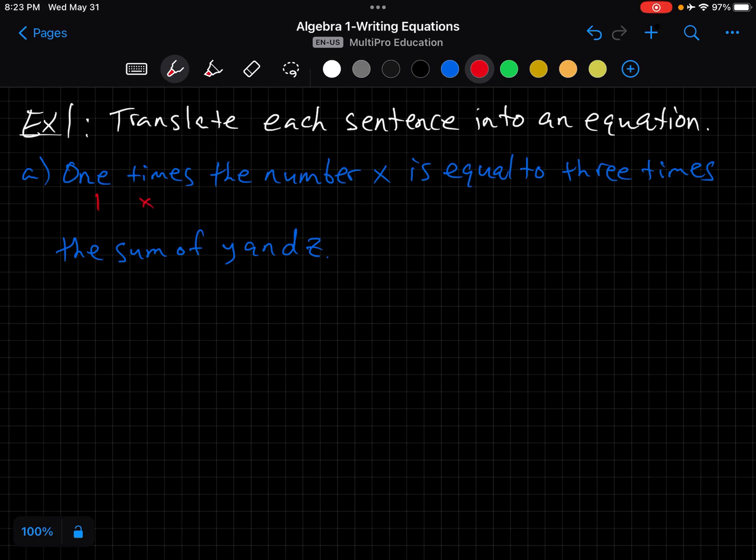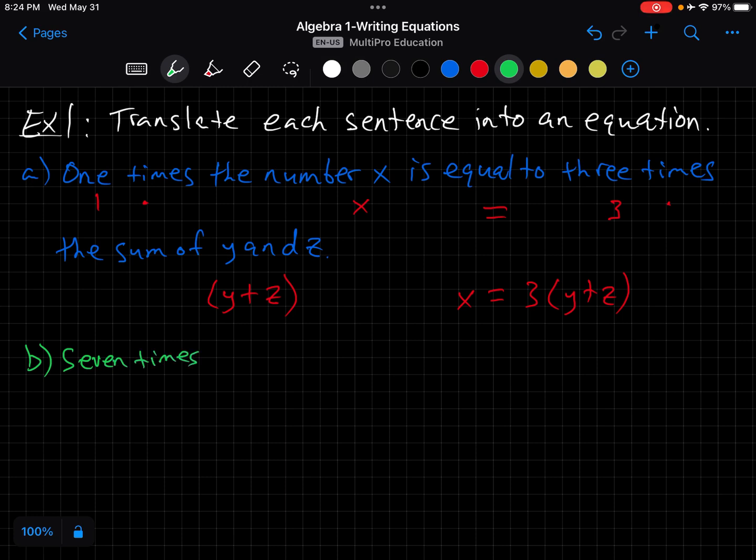So we have 1 times, that's like 1 times, but instead of a times, let's put a dot. Okay? 1 times x is equal to 3 times the sum of y and z. So we should say y plus z. So let's go ahead and rewrite this. So 1 times x is just x. So x is equal to 3 times the quantity y plus z. Alright. Great job. Let's do another one.